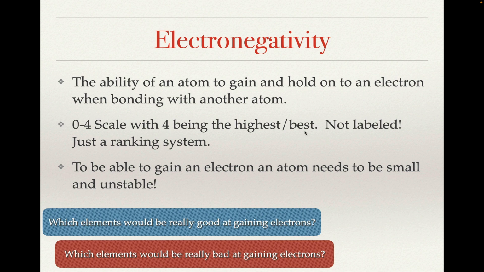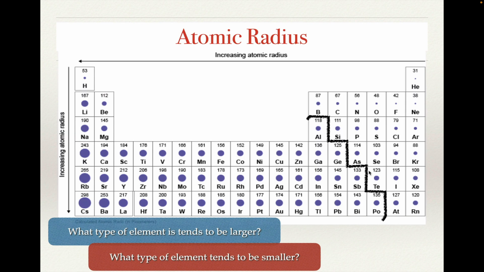There's no label to this. Just a ranking system, kind of like your GPAs, okay? So if you want to gain an electron, you need to be small and unstable, okay? So where do we have the smallest atoms that are the most unstable, okay? Well, let's go back to our periodic table again. Here's our smallest atoms in this corner up here, and these are the ones that are unstable.